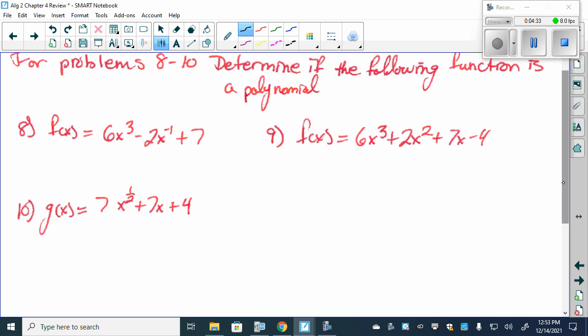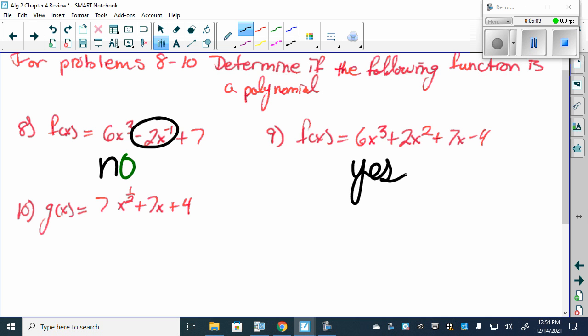Well, let's just go on and look at these here. Looking at problem number 8, determine if the following function is a polynomial. Is number 8 going to be a polynomial function? No. Because of the negative exponent. If the variable has a negative exponent, it will not be a polynomial function. How about number 9? Yes.